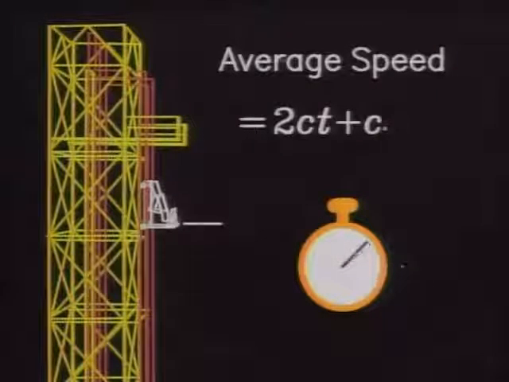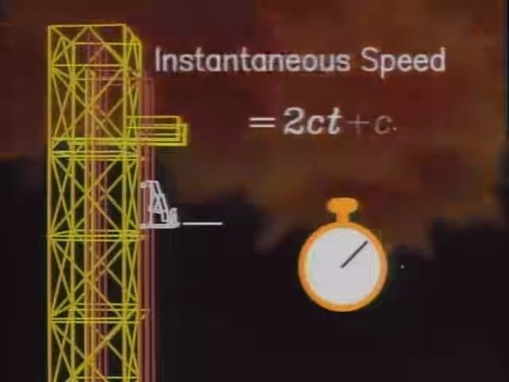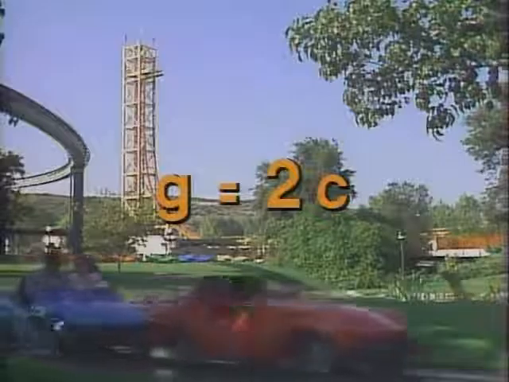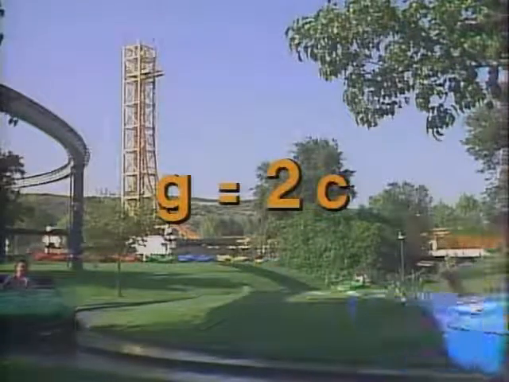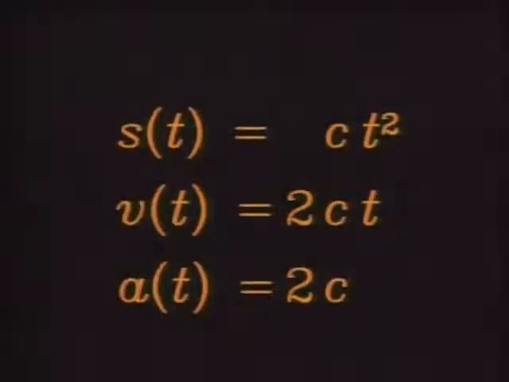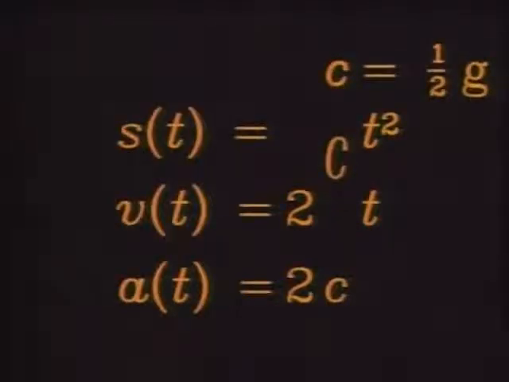Using the derivative, we have discovered the most elegant way to describe falling motion. Bodies fall with constant acceleration. Because that acceleration is so important, it has its own symbol, a small g. And g is equal to 2c. Now we can put all 3 statements of the law of falling bodies in their final form by replacing c with 1/2 g.